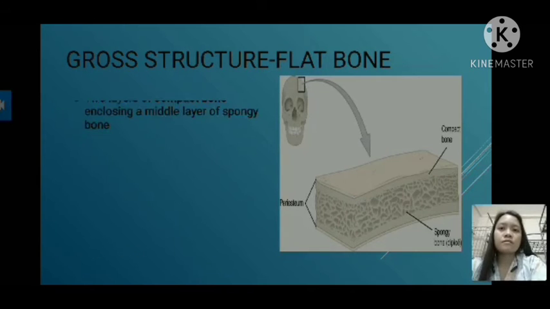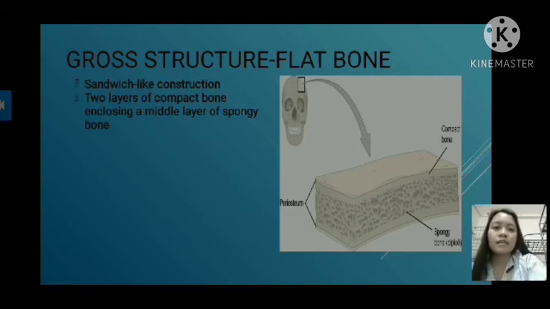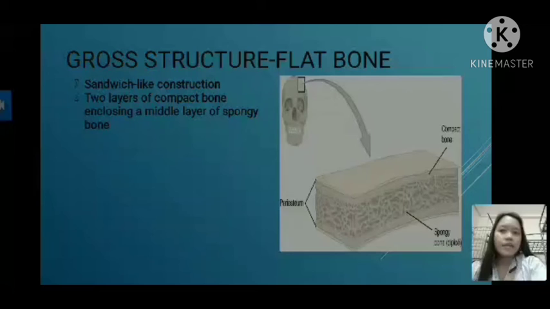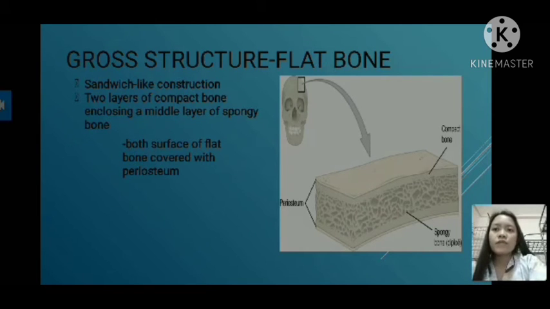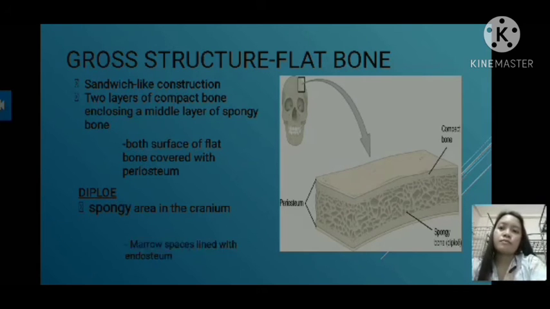Structure of a flat bone: sandwich-like construction. Two layers of compact bone enclose a middle layer of spongy bone, or the diploe. Both surfaces of the flat bone are covered with periosteum. Diploe is the spongy area in the cranium. It absorbs shock, and its marrow spaces are lined with endosteum.